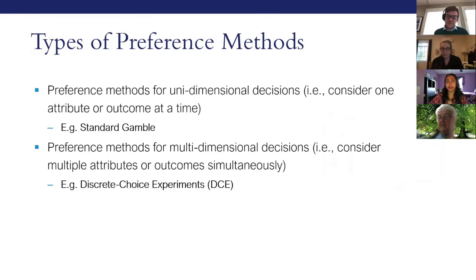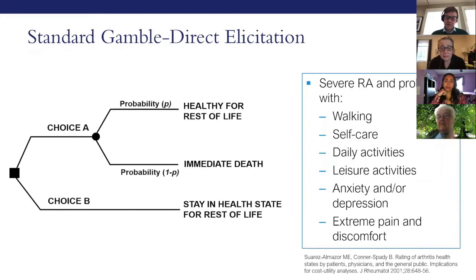This is a gross oversimplification of the different types of preference-based methods. But one way of grouping them is to think of them as methods that look at one health dimension at a time, and others that look at multi-dimensional decisions. I'm going to walk through examples. A classic example of the first is a standard gamble. Everybody's probably heard of a standard gamble, but I don't know how many people actually know what it looks like when you're doing one.